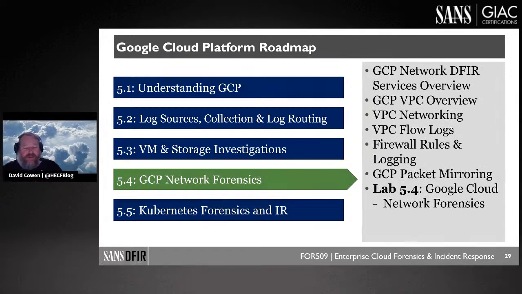So next we talk about GCP network forensics. This is kind of the next section of gotchas. If you have not done this before, or don't understand it, you definitely need a primer on how network forensics work in GCP, especially with how their flow logs work and the limitations there. We talk about firewall rules. We talk about how to do packet mirroring in GCP. And then we end with a section on Google Cloud forensics, specifically on network forensics and flow logs in GCP.